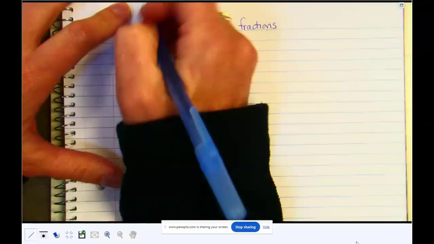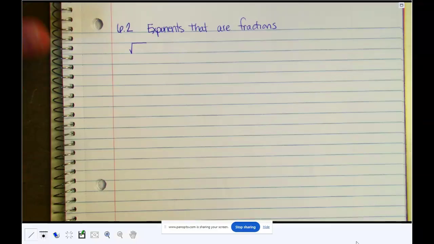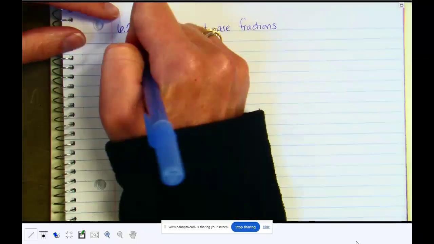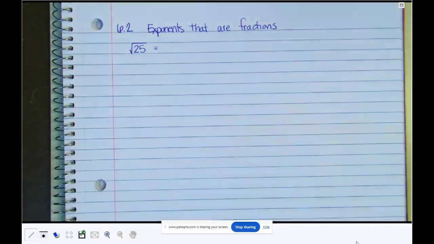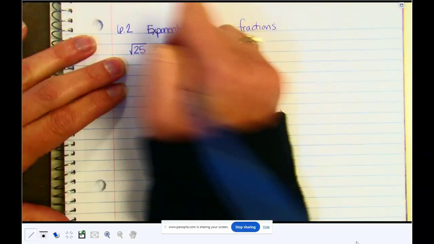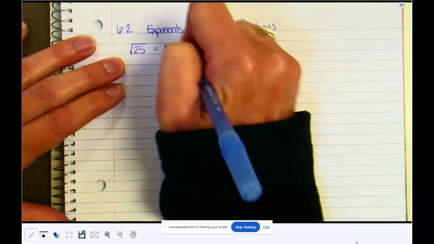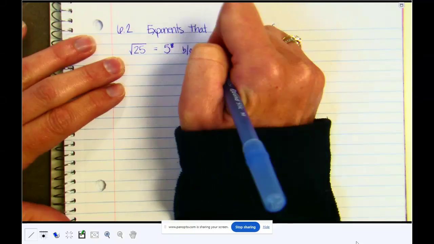So I want to talk about this symbol. Do you guys know what that means? What is that called? It's just called a square root. Okay, so the square root means it's asking you what times itself is 25. So what squared is 25? 5. And so do you see that square roots are related to exponents? The square root of 25 is 5 because 5 squared is equal to 25.